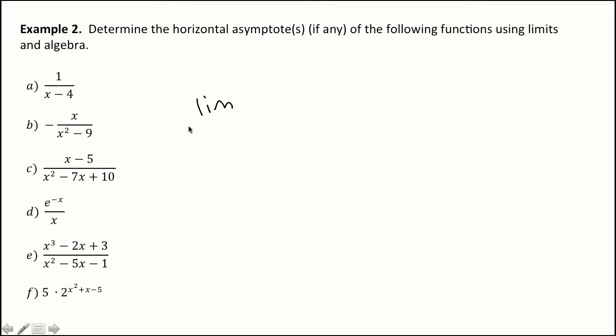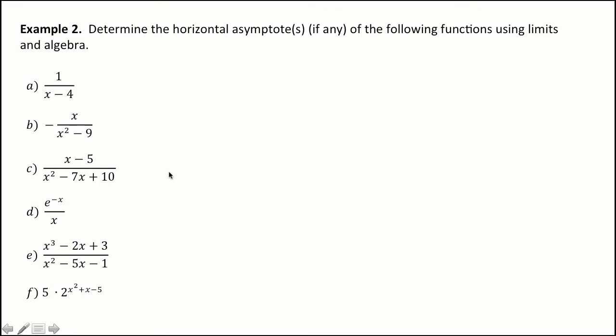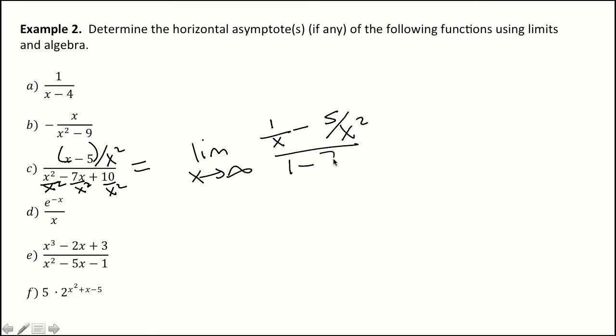Now the next case, limit as x approaches infinity. So the highest power in the denominator is 2, so we're going to divide by x squared, divide by x squared, divide by x squared. So that leaves us with negative 1 over x over 1 minus 9 over x squared. And then if you plug in infinity here, remember that goes to 0, that goes to 0, leaves us with 0 over 1, which is 0. This one here, same process, divide by x squared each time. Leaves you with 1 over x minus 5 over x squared, over 1 minus 7 over x plus 10 over x squared. So this is 0, this is 0, 0, 0, leaves you with 0 over 1, or 0.